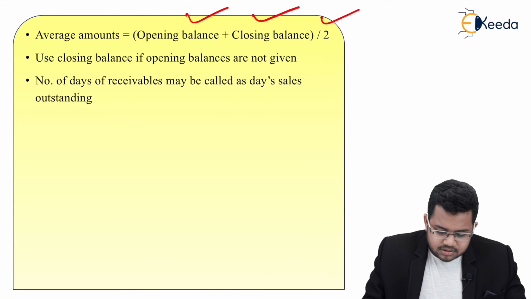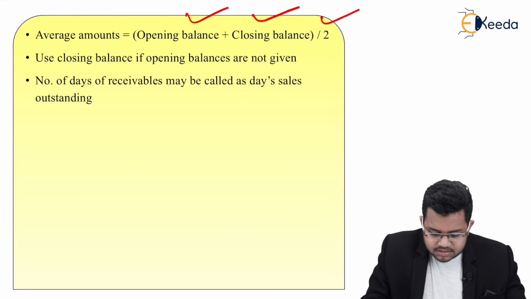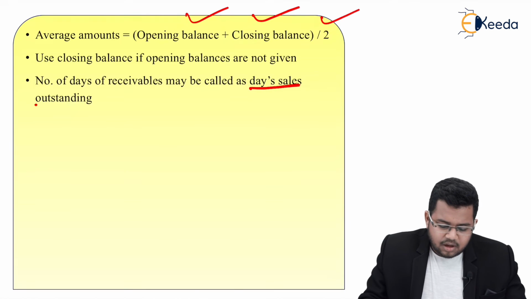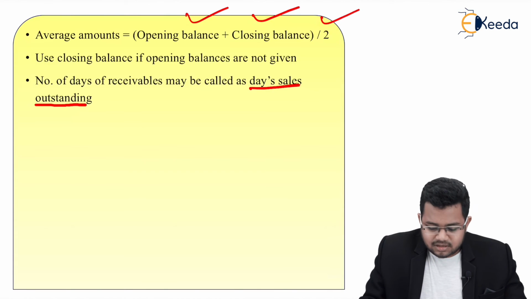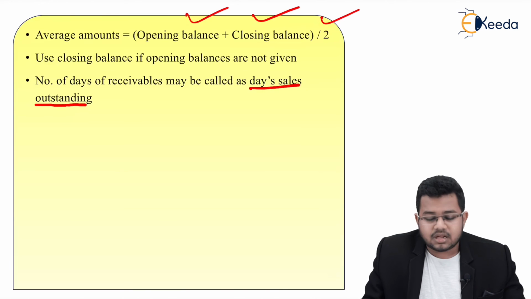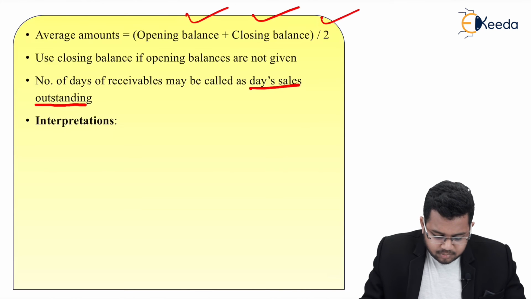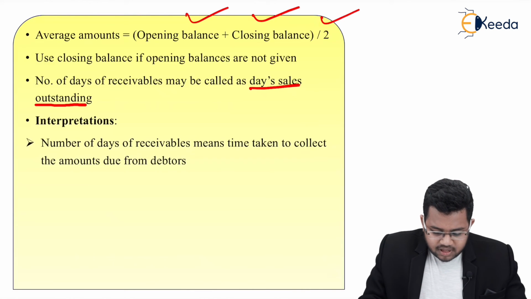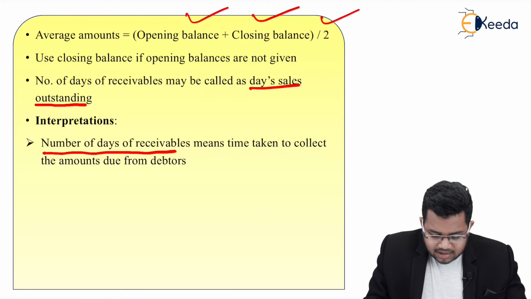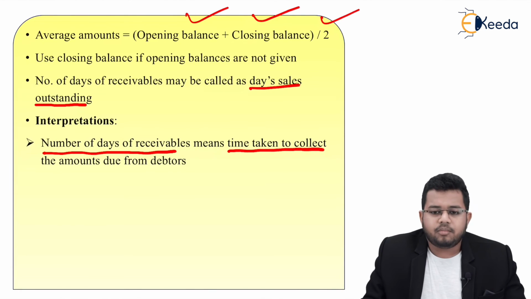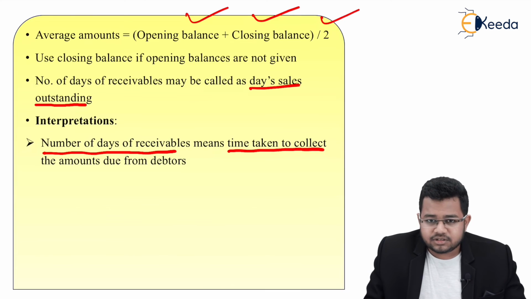Number of days of receivables may be called days sales outstanding. Now in a question you can find this statement: find days sales outstanding. That is nothing but number of days of receivables. Interpretation number 1: number of days of receivables means time taken to collect the amounts due from debtors. Remember the interpretation. Number of days of receivables means in how much time the money is coming from the debtors.